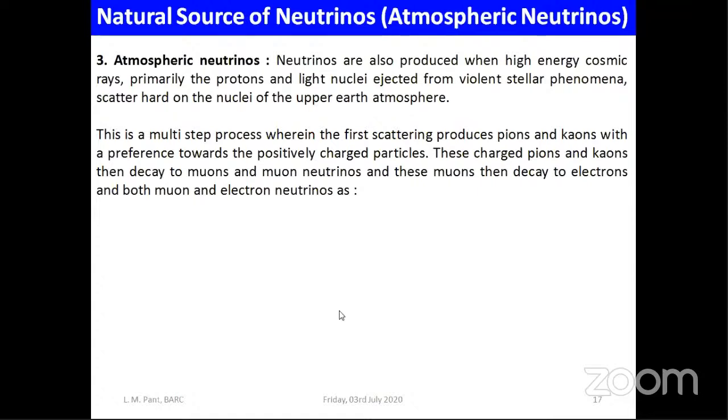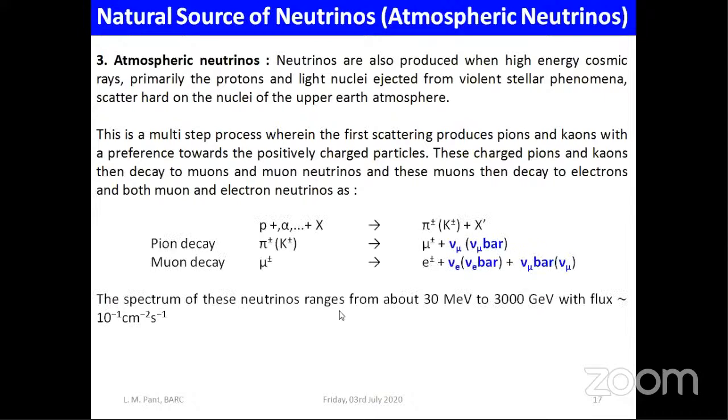These charged pions and kaons then decay to muons and muon neutrinos, and these muons then decay to electrons and both muon and electron neutrinos, as we see in the equations here. So it's a two-step process. First, the pion is produced, and then the muon decay results in these neutrinos and antineutrinos. The spectrum of these neutrinos ranges from about 30 MeV to 3000 GeV, with a flux of about 10 per centimeter squared per second.